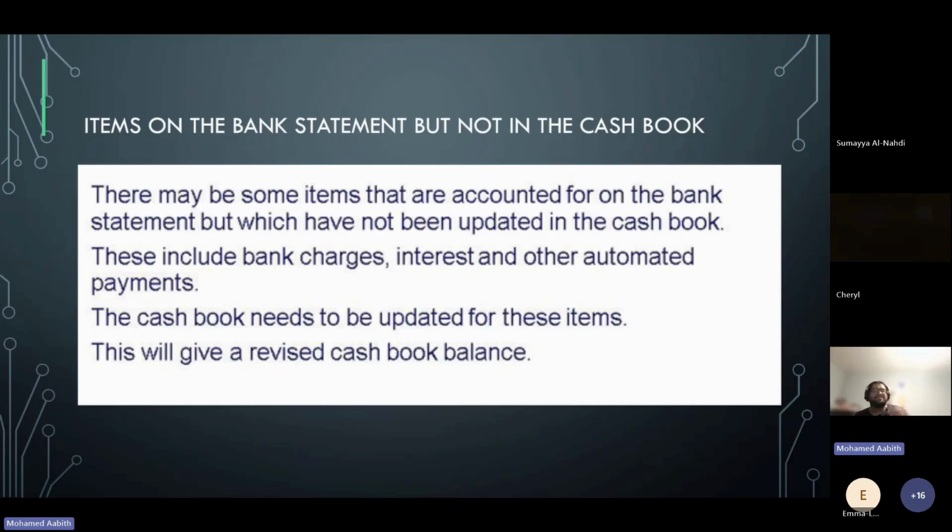And so, sometimes customers may pay into your bank account without even telling you by sending you a remittance advice.